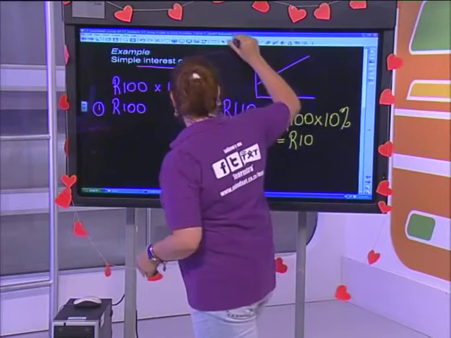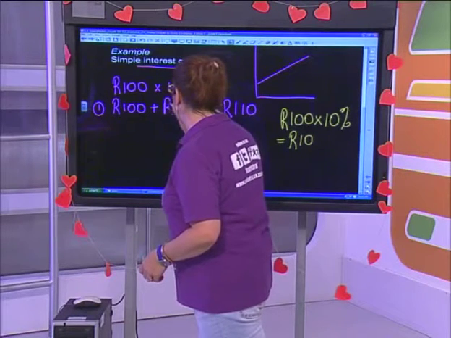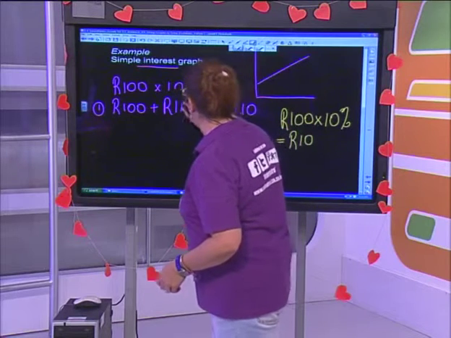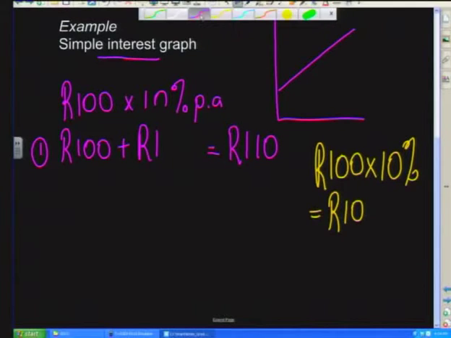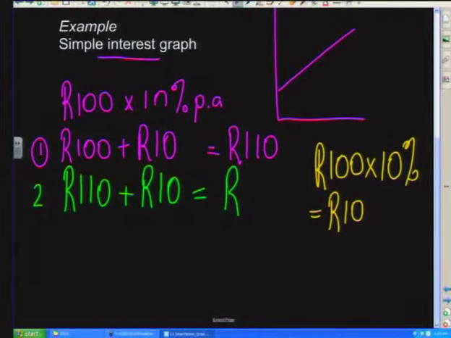So after my first year, let's go back to my purple, I'm adding my 10 Rand. And that's where, whoops, not 11 Rand, 10 Rand. I'm adding my 10 Rand, so I get 110 Rand. Let's change colors for year two. So year two, I now have 110 Rand in the bank. I'm still adding 10 Rand, and I end up with 120 Rand.